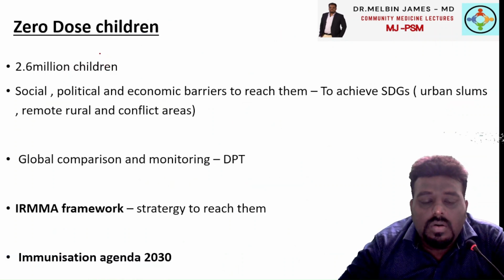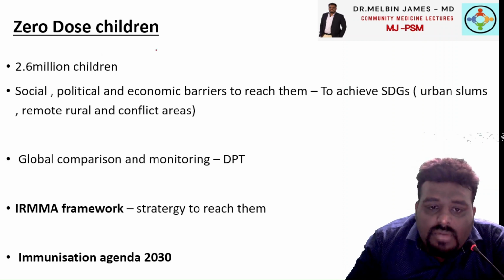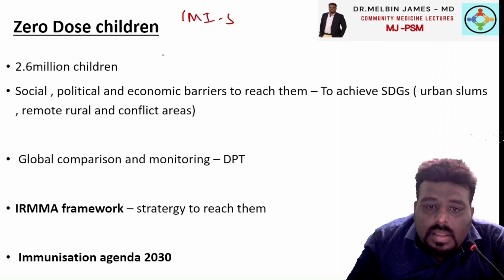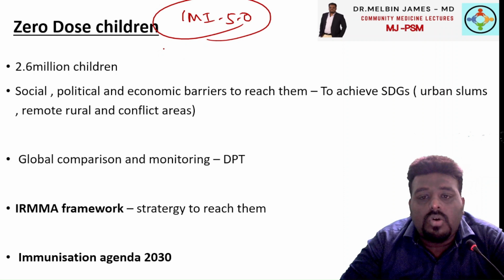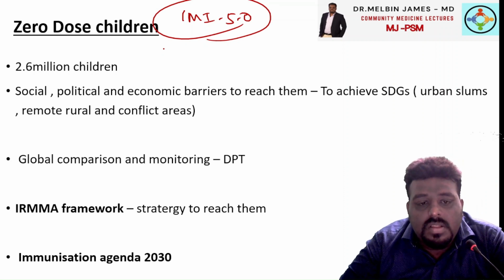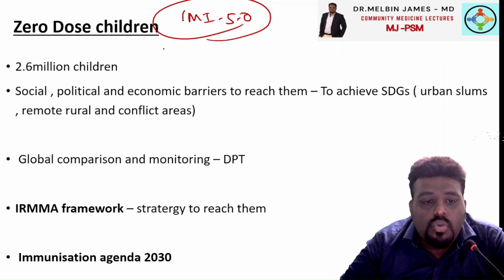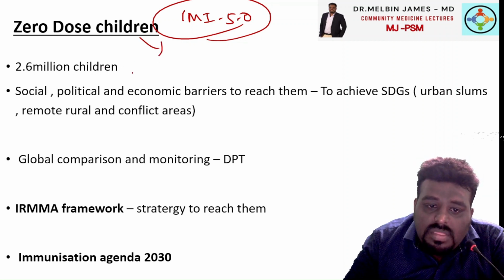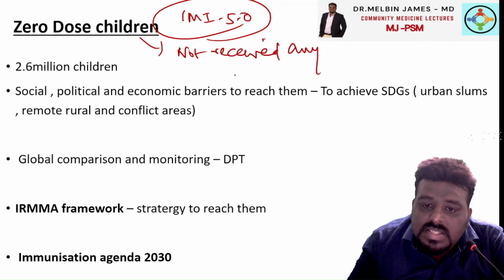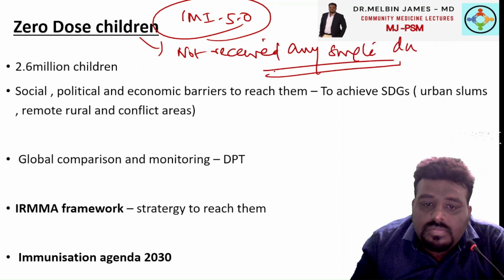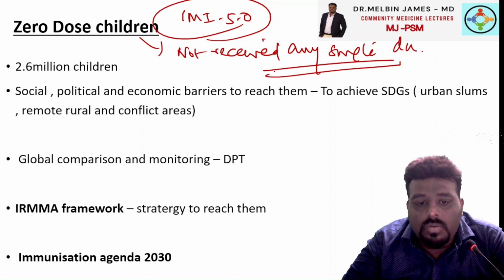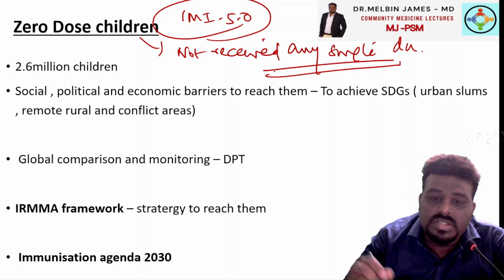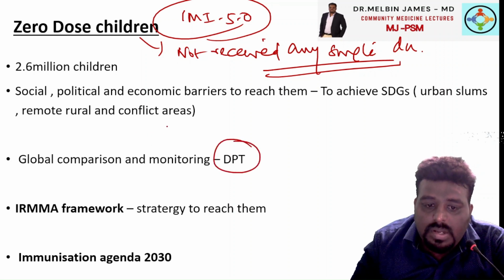Okay. So as I said, in IMI 5.0, the main target is zero dose children. According to the report, there are about 2.6 million zero dose children, that is, children who have not received any vaccine. Not any single dose of the vaccine: that is a zero dose child. That is mainly for global comparison purposes. The DPT vaccine has been taken as the single dose.